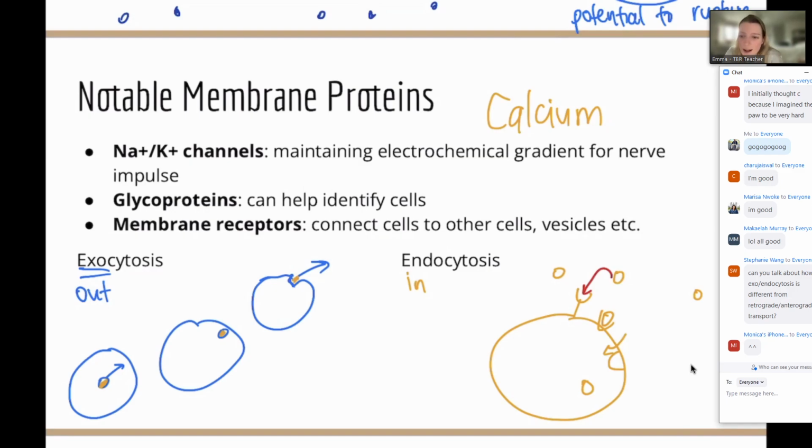Can you talk about how exocytosis and endocytosis is different from retrograde and anterograde? Yeah, typically endocytosis and exocytosis happen with vesicles. So they're happening with something that has a plasma membrane. It's coming into the plasma membrane and then is being enveloped into the plasma membrane. Whereas transport might just be moved across the membrane, if that makes more sense. I can try to explain it again if that does not make sense, Stephanie.